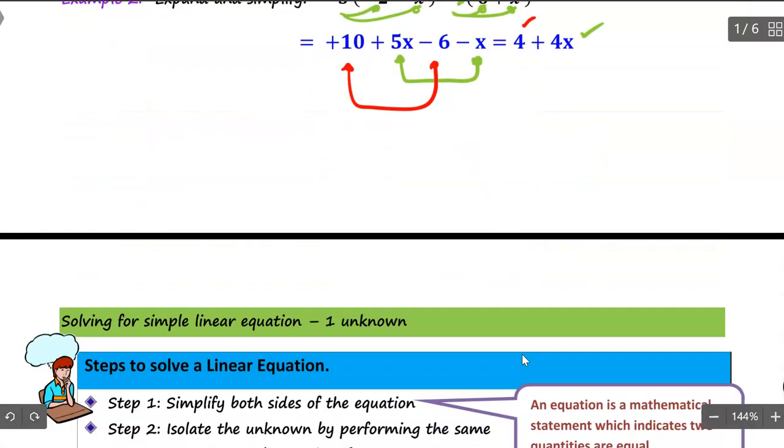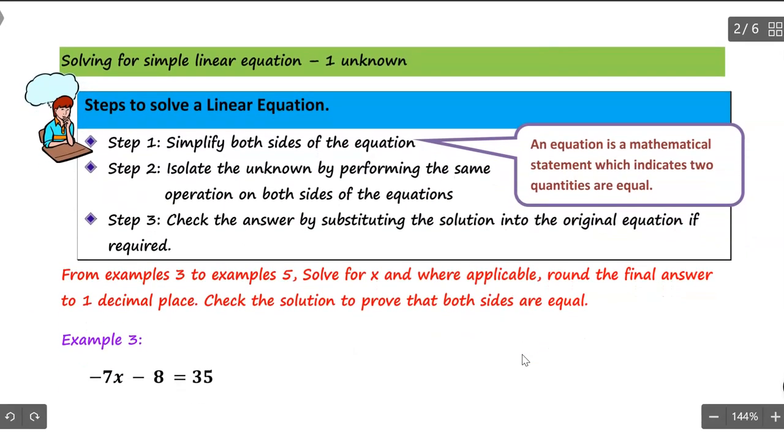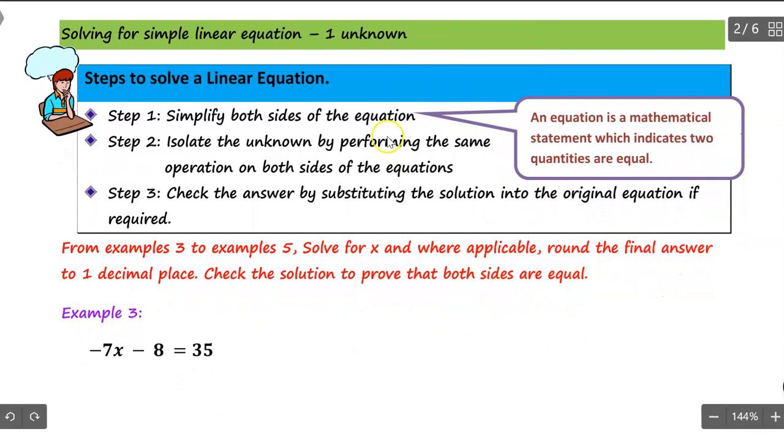Okay, so let's move on to solving simple linear equations. A linear equation means you have one unknown. The exponent for x is equal to 1. If the exponent for x is 1, it means that you have one solution for x. So there are steps to solve a linear equation in this case. First, simplify both sides of the equation.